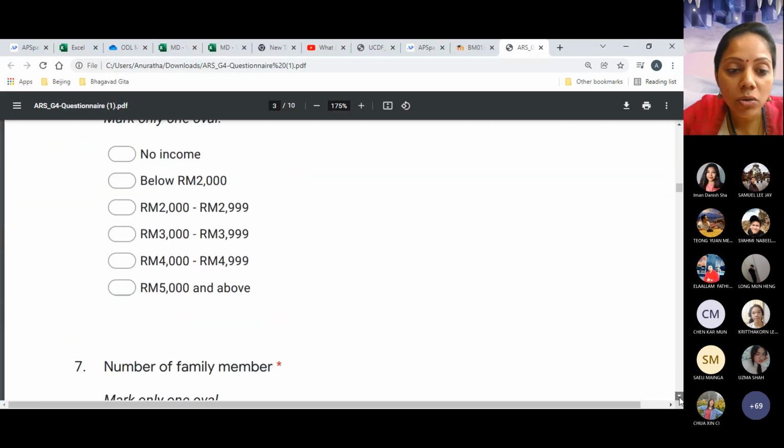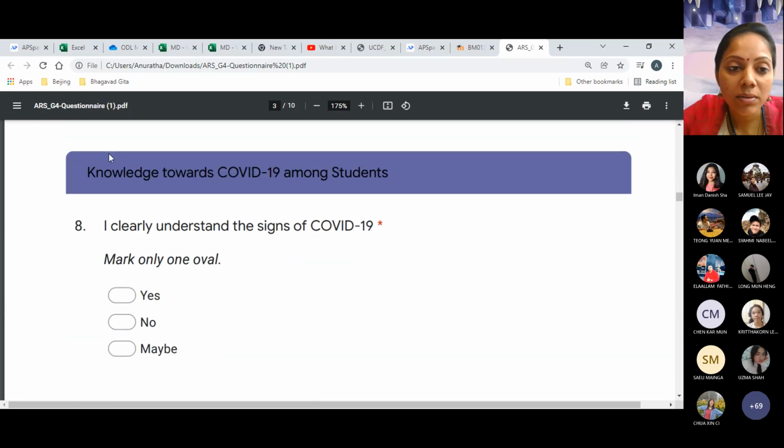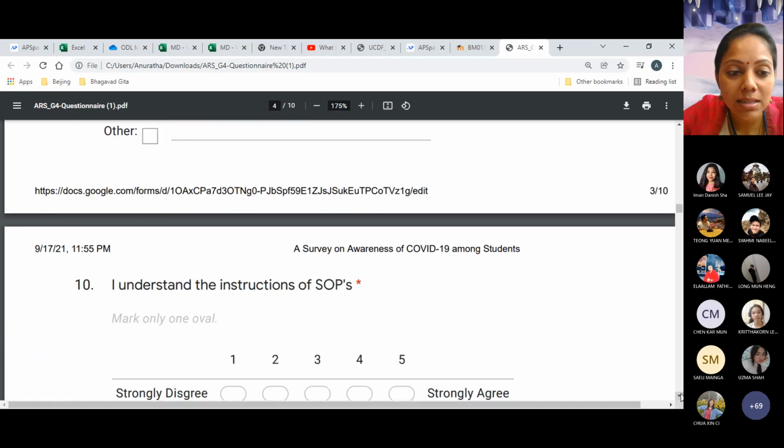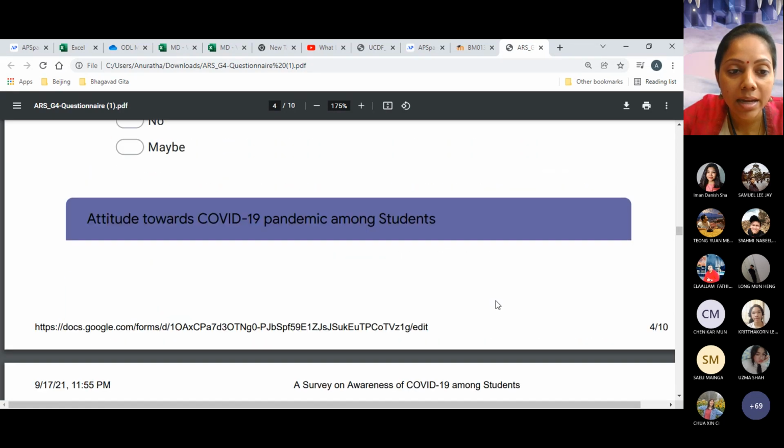And then you go to the variable. So one presenter, one variable. So this is knowledge toward COVID. So you see the scale. Just now we did this, right? Likert scale, drop-down scale and all that. So this is how it works. This is the statement, and then you should have about six statements. Then you go to the next variable, attitude.